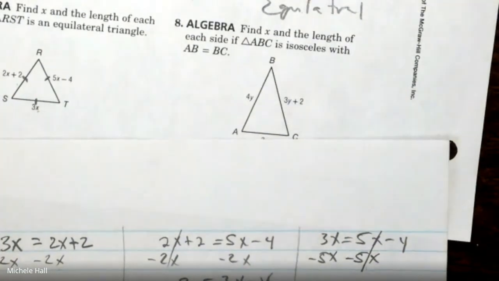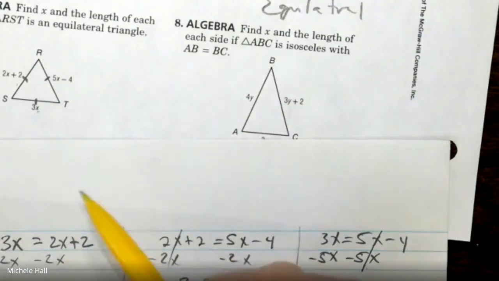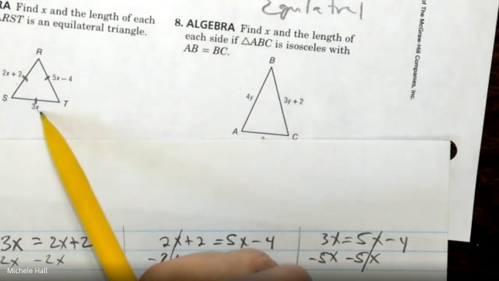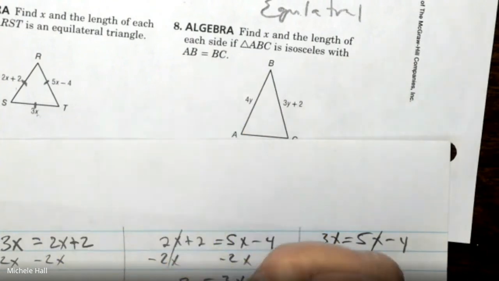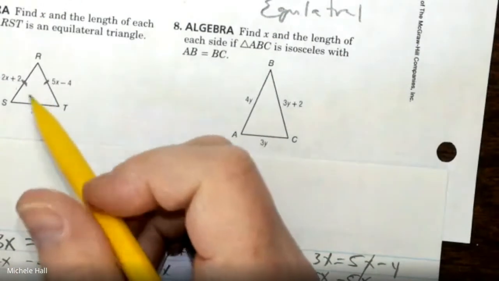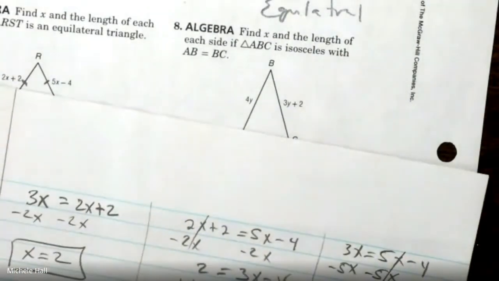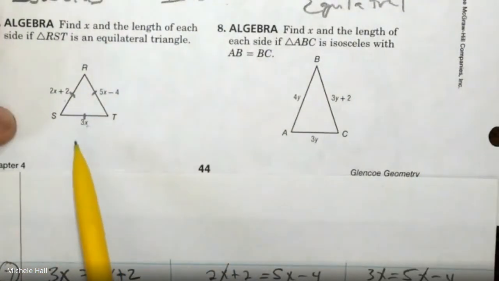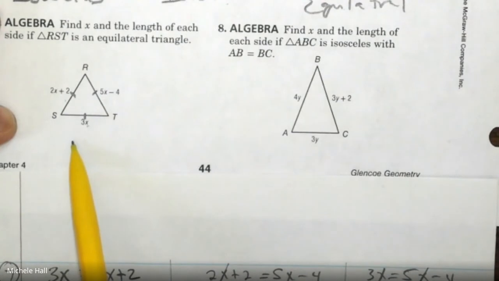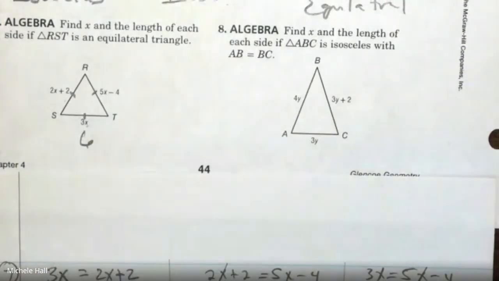Boy, that was quick. What'd you do? You did 3 times 2, didn't you? Oh, I see. But 2 is x. 2 is x. I need to know how much this side is right here. It's 3 times x. What did we get for x? 2. So 3 times 2 is? 6. He said 6, but he didn't actually do it.